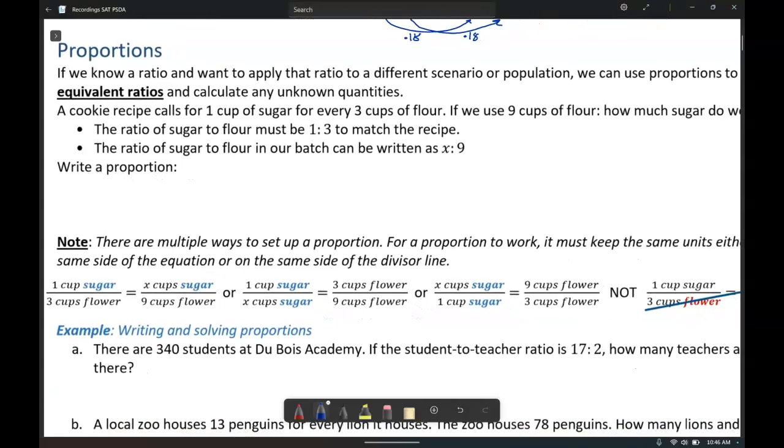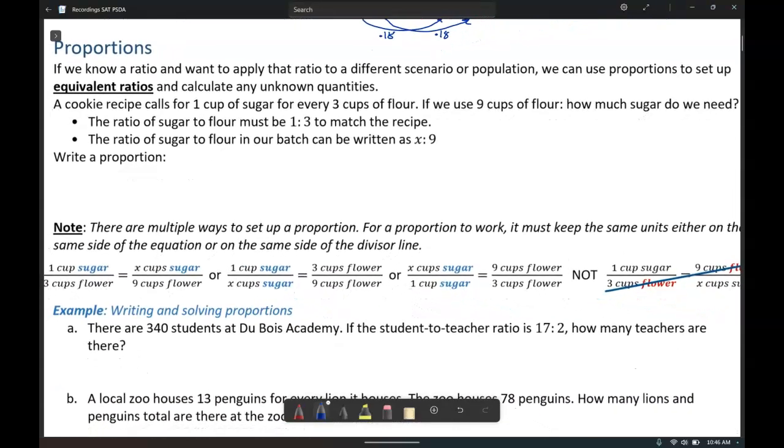Let's continue by diving into our topic of proportions. If we knew a ratio and we want to apply that ratio to a different scenario, like we did with the red marbles, we can use proportions to set up equivalent ratios and calculate unknown quantities. A cookie recipe calls for 1 cup of sugar, 3 cups of flour. If we use 9 cups of flour, how much sugar do we need?